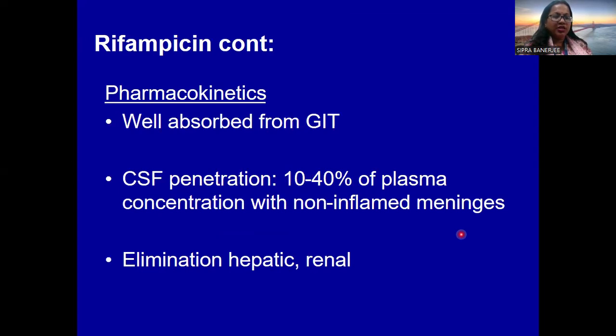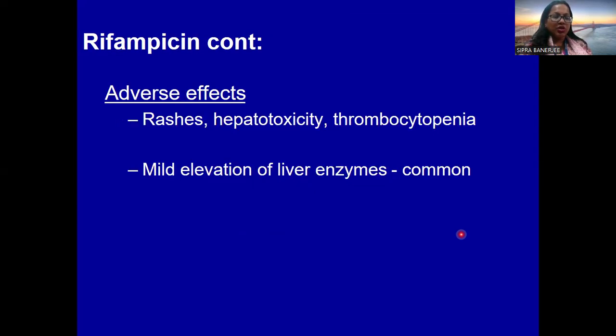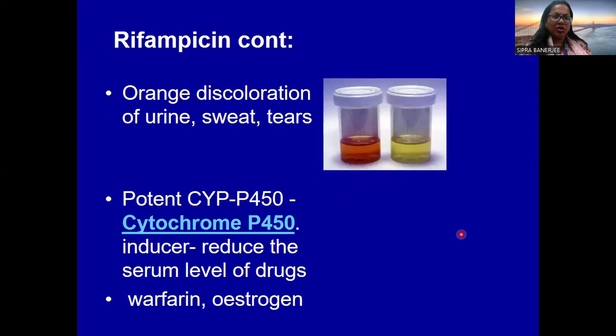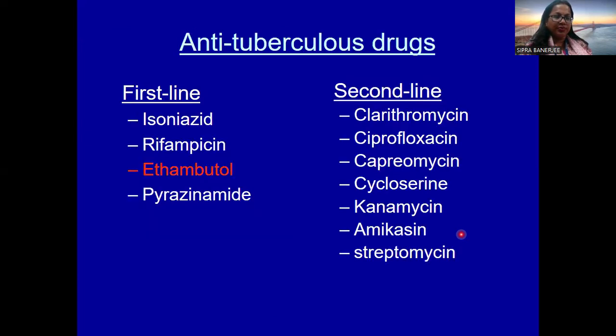They are also well absorbed from the GIT, and they can penetrate the CSF by 10 to 40%. Elimination is through hepatic and renal routes. They also produce rashes, hepatotoxicity, and thrombocytopenia. Liver enzymes can be elevated in case of this drug treatment. Orange discoloration of urine, sweat, and tears can be found, and the cytochrome P450 enzyme can reduce the serum level of the drug, and some drugs like warfarin and estrogen also reduce its effects.